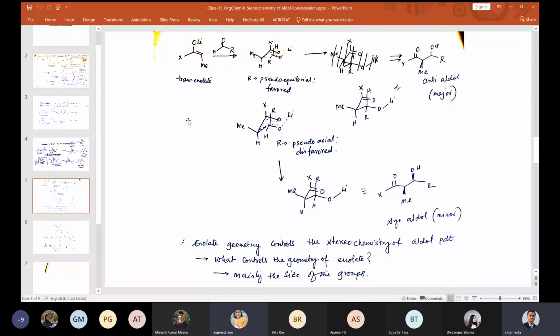So here in the trans-enolate, we know it is trans because the OLi and the Me group are trans to each other. So again, we first make it react with the Si face of the aldehyde, and in this case again we see that the X and R are trans, so there are no steric interactions to be considered.